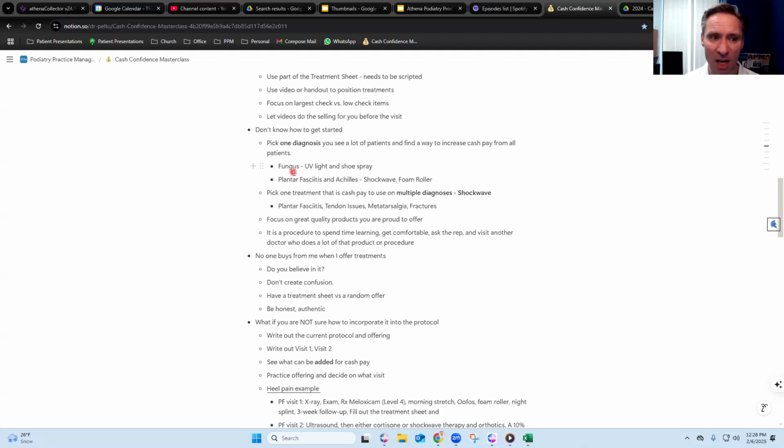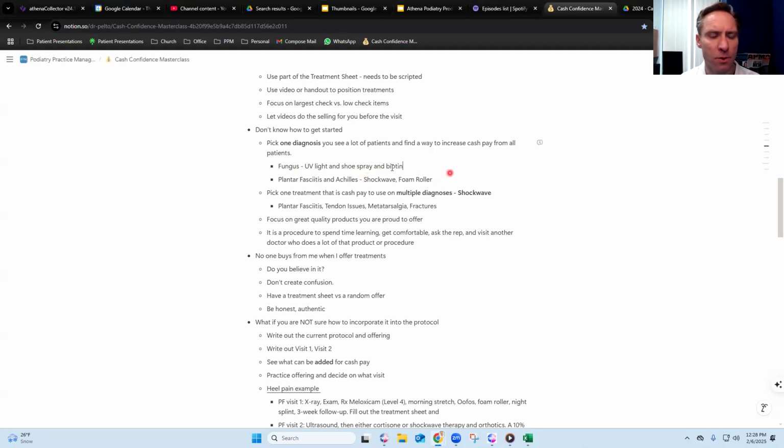The things I could add would be the UV light, shoe spray, and the biotin. I didn't add biotin here. Those are things that you could add to it. The way I did that was with my treatment sheet. I have a treatment sheet that my patients fill out, and that's how they do this whole process of treating nail fungus. I'm going to show you how I do that with patients here.